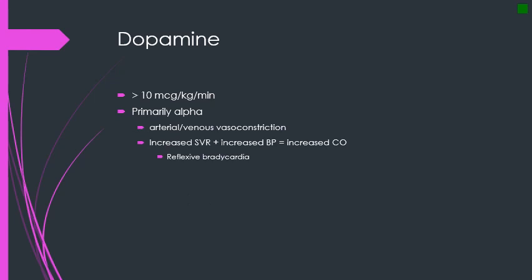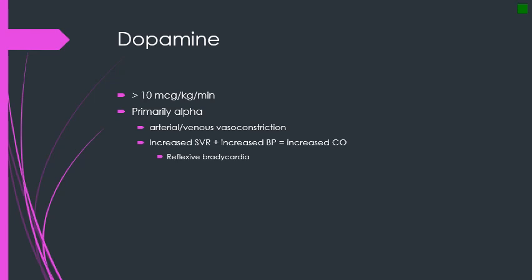When you get above 10 mics per kilo per minute, you're primarily stimulating those alpha receptors. You still get those other receptors stimulated, but alpha is the one that is the strongest, which will produce your arterial and venous vasoconstriction. You'll get an increase in your SVR, your blood pressure will increase, and your cardiac output will increase, and you may actually see a reflexive bradycardia from that increase in the blood pressure.